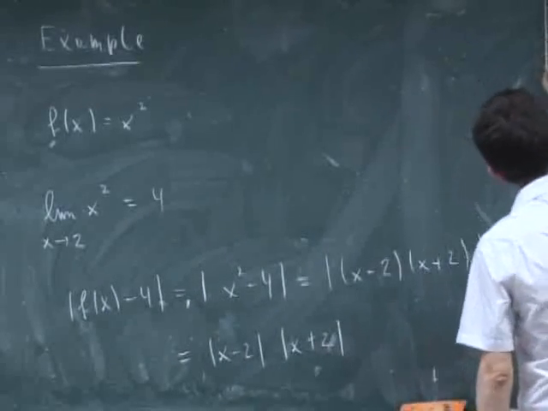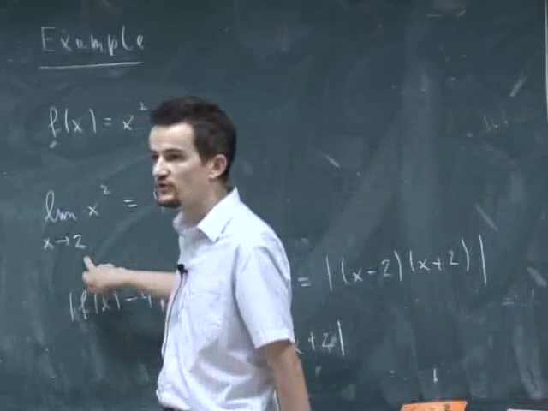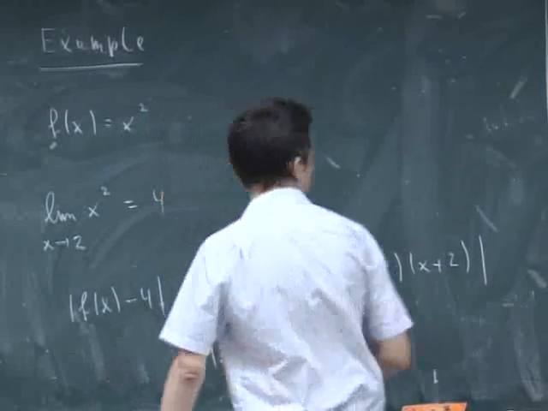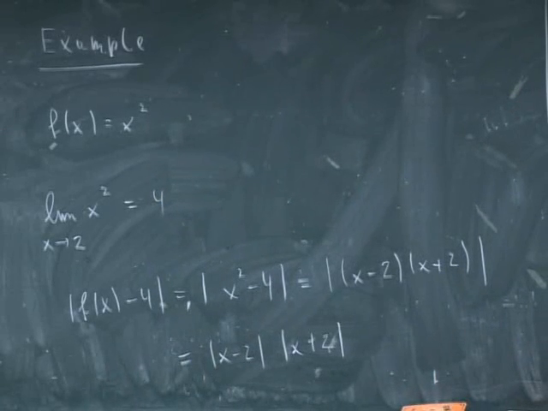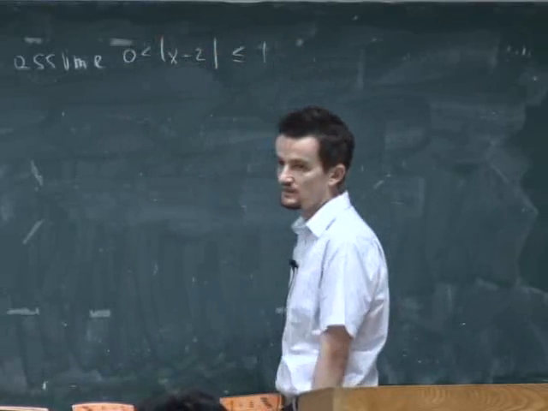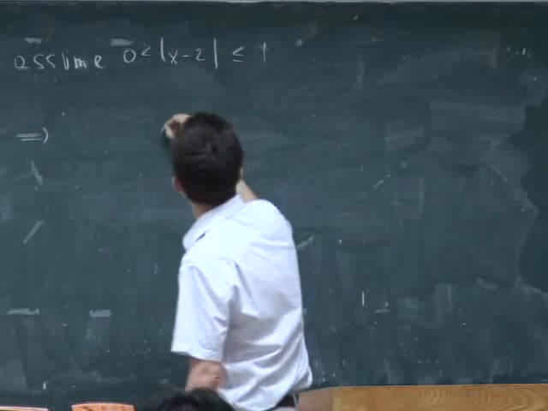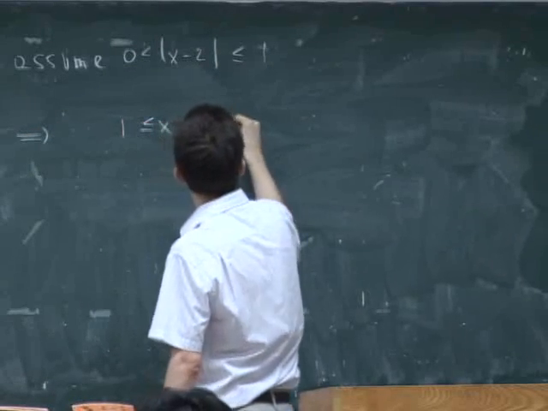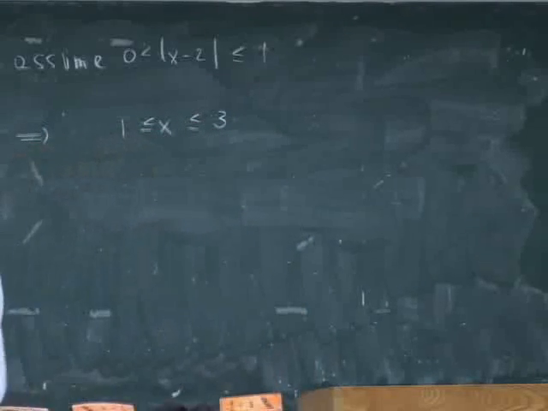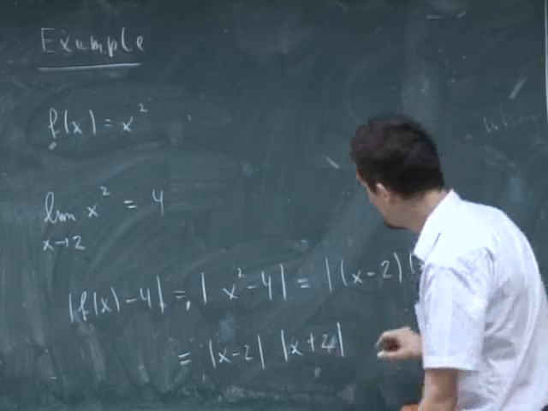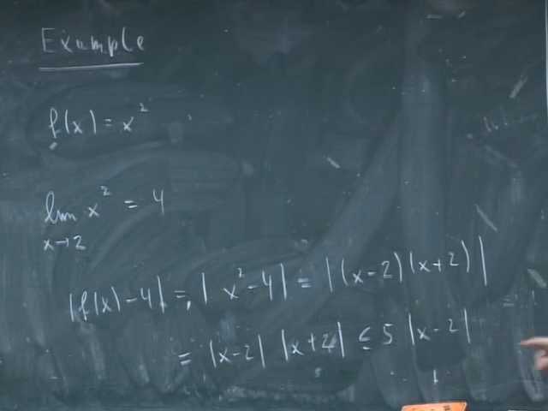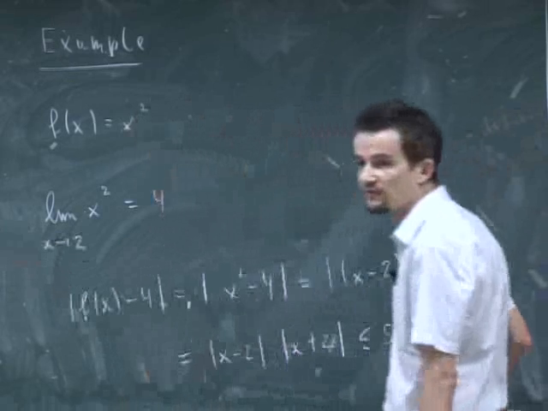But because x is getting close to 2, you can assume that the distance of x to 2 is small. Let's say smaller equal than 1. So assume the distance between x and 2 is smaller equal than 1. From this you get that x is larger equal than 1 and smaller equal than 3. Now, if you assume this, you see that this is no problem. This will be smaller equal than 5. So you have that this is smaller equal than 5 times the distance between x and 2. And now you see how to choose the delta, namely epsilon over 5.